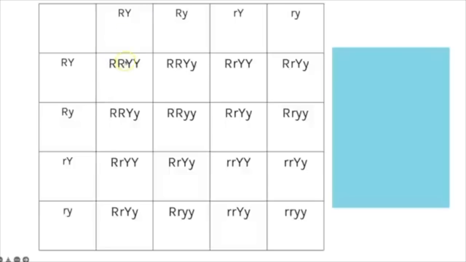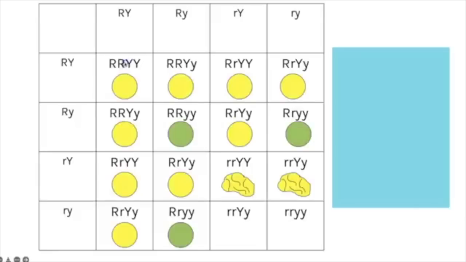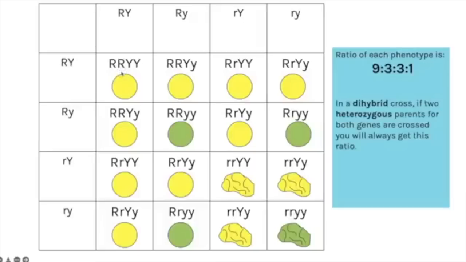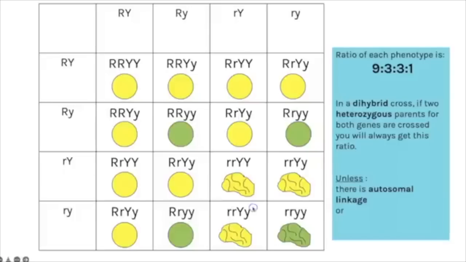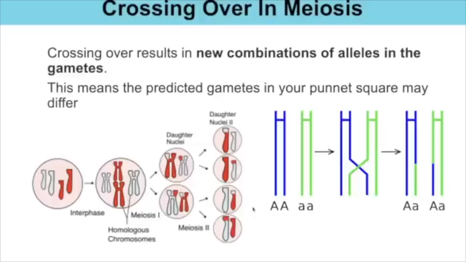Then we work out the offspring genotypes, and then we work out all of those phenotypes, and I tend to put it in the box so you are then definitely getting that mark of matching the phenotype to the genotype. So our ratio here is 9:3:3:1. And if you have a dihybrid cross where both parents are heterozygous for both genes, then it will always be 9:3:3:1, unless there is autosomal linkage or there is crossing over. So let's have a look then at crossing over and how this could affect the ratio. So crossing over results in new combinations of alleles in the gametes.